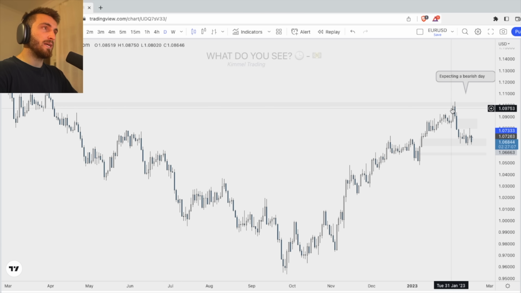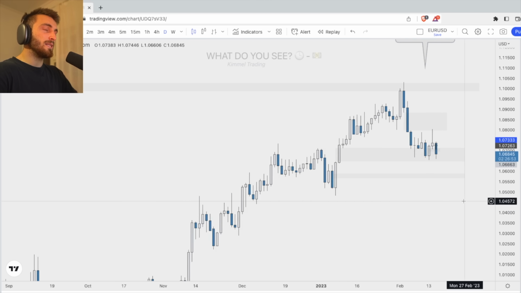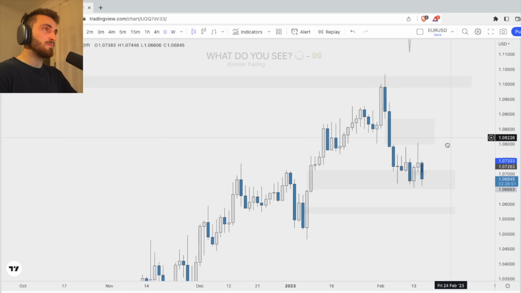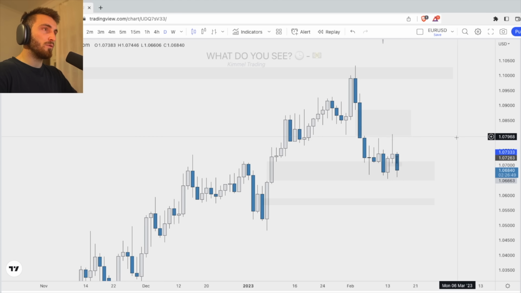So we had the mitigation of this fair value gap right here at the top. Then we had this break lower, followed by yesterday, which with CPI tapped the daily fair value gap right here and retraced. So after this, on the daily, I'm expecting a bearish day. That's what I wrote in the forecast, and I'm expecting this low to be traded through.